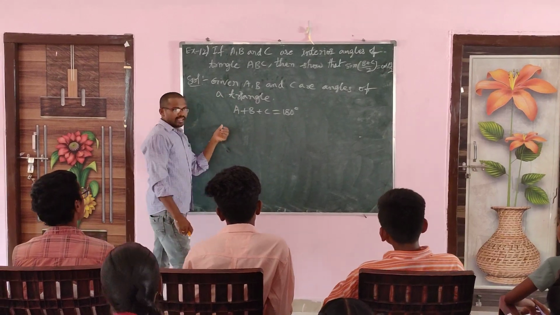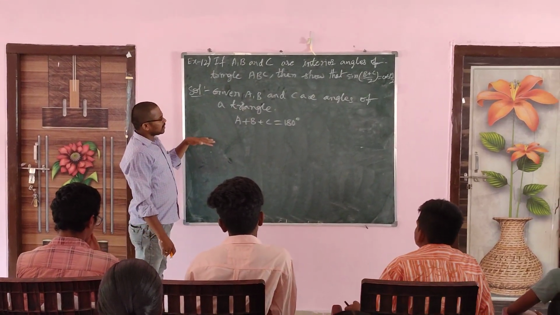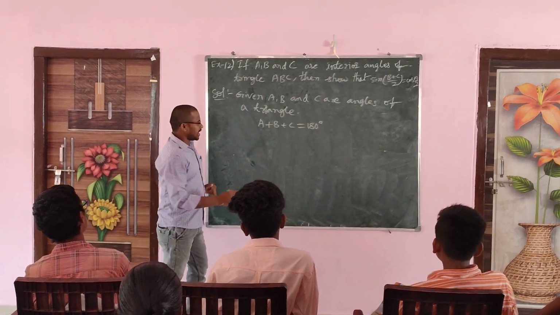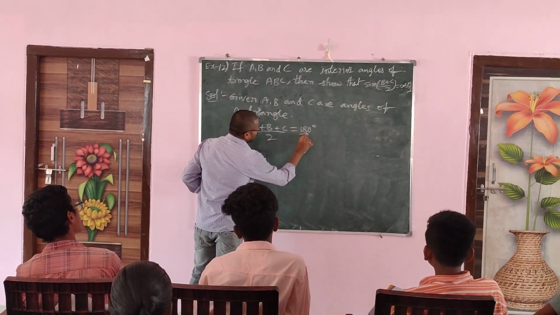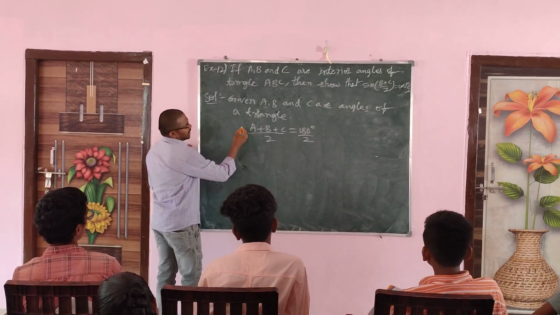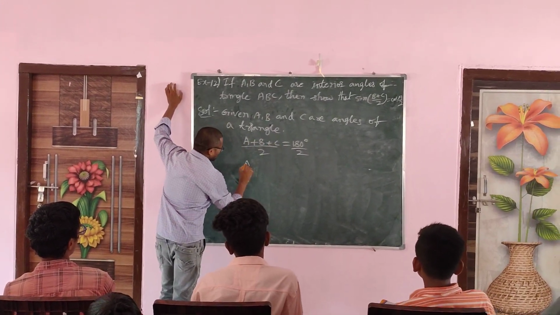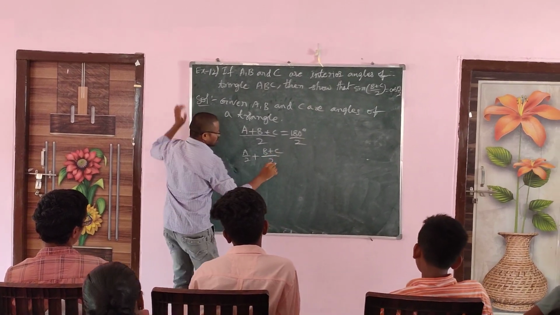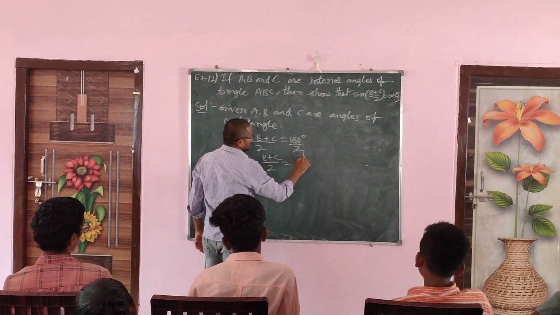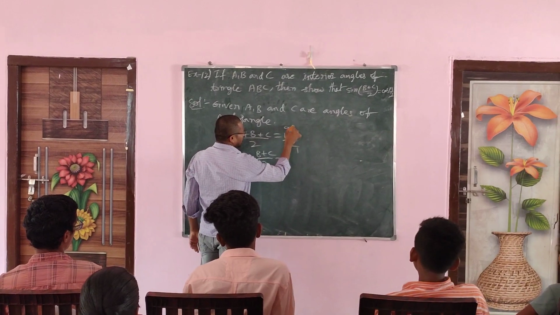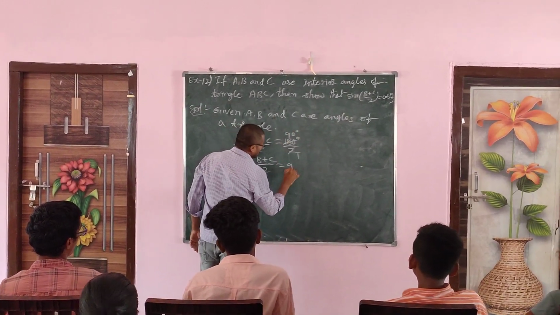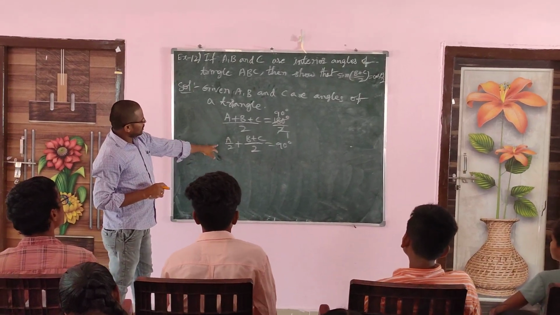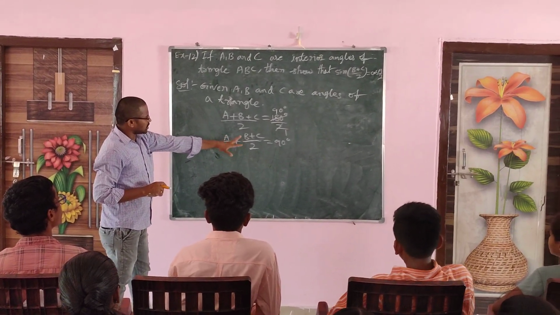Now here also we divide by 2 both sides. Divide by 2 both sides. By 2, by 2. So you can write this like this: A by 2 plus B plus C by 2. Here 2 1 2, 2 9 18, 0. So 90 degrees. You can see A by 2 plus B plus C by 2 is equal to 90 degrees.